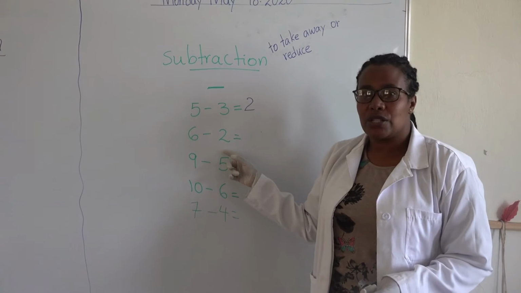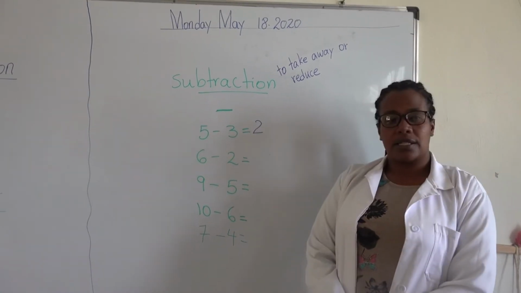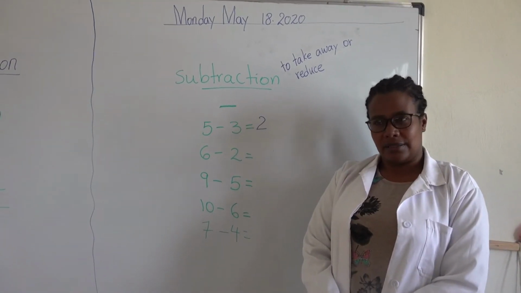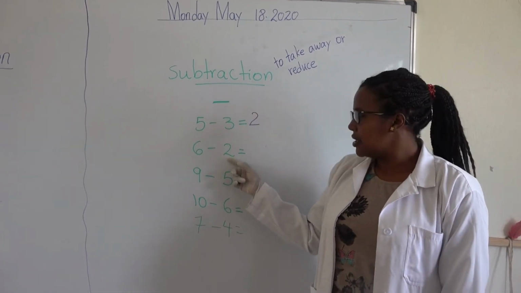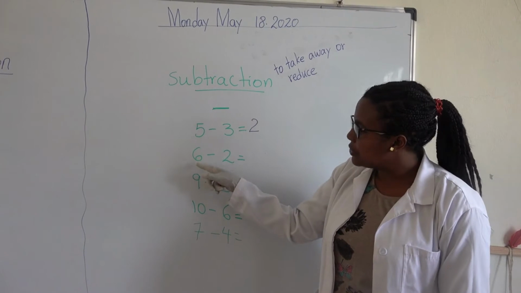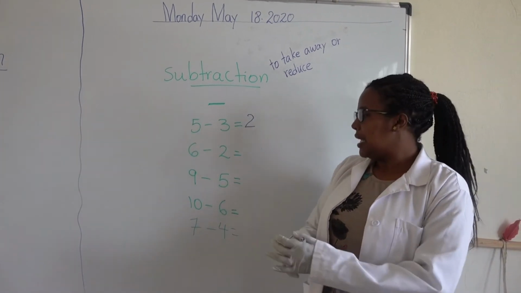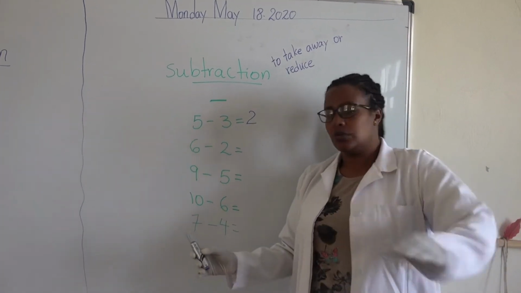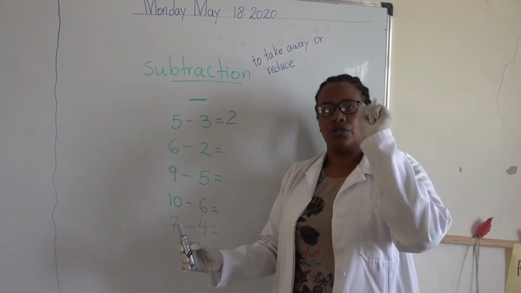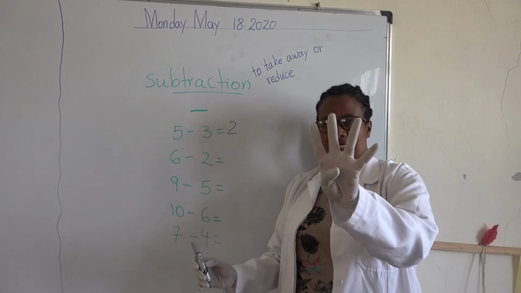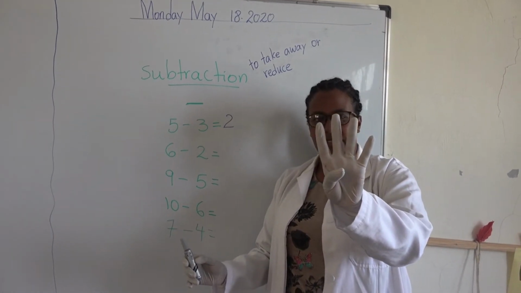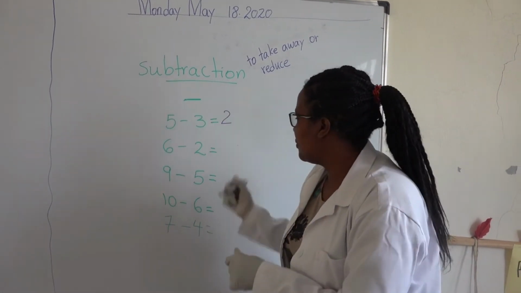6 minus 2. Which one is the small number? Excellent. 2 is the small number. So let's count up to 6. Let's throw 2. 2, 3, 4, 5, 6. What is the answer? 4.